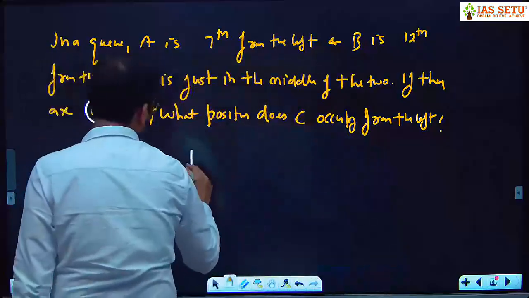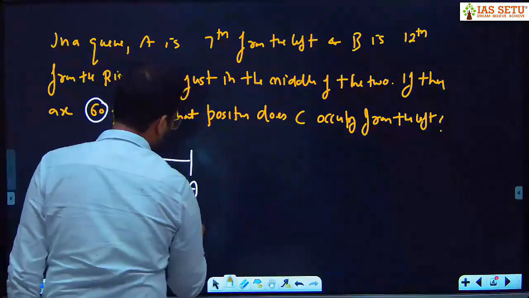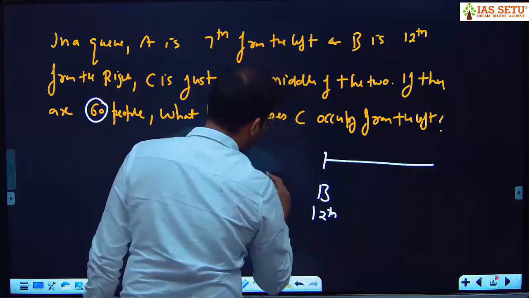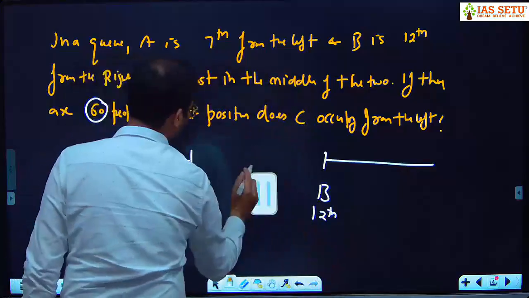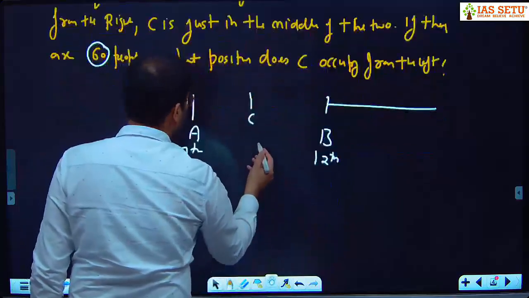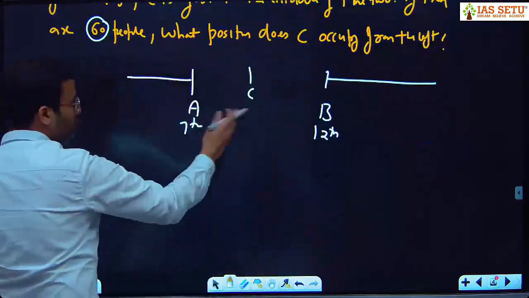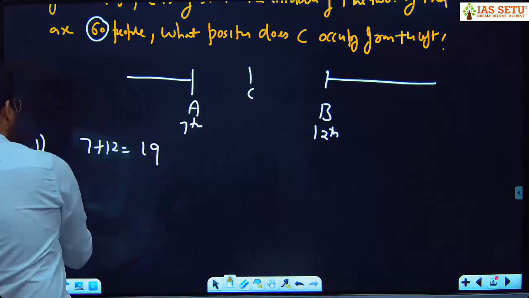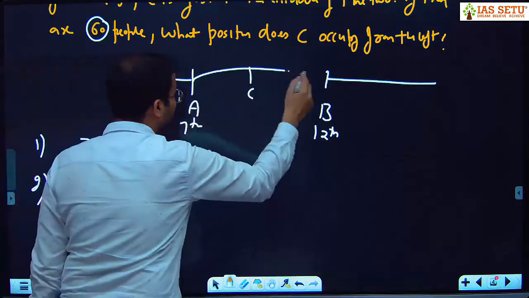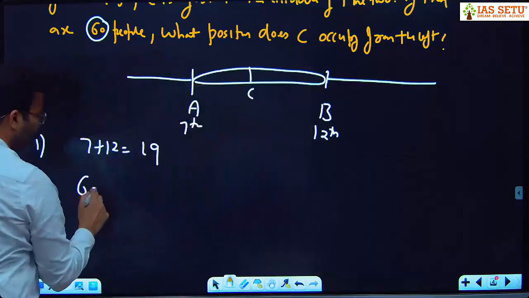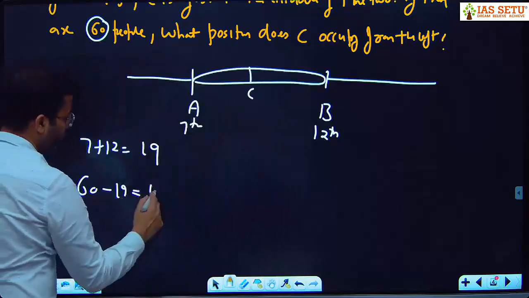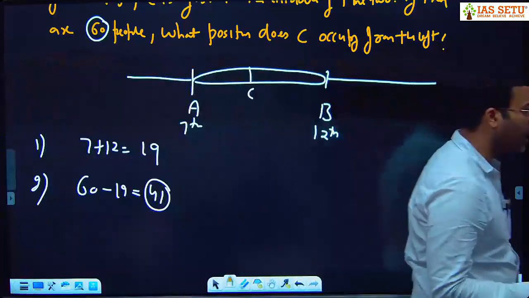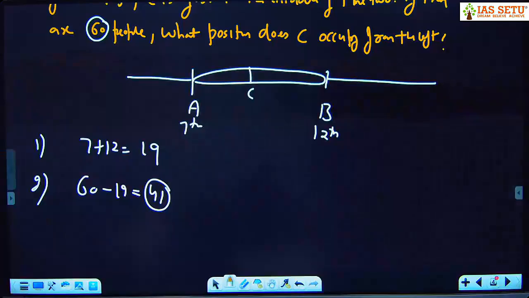So this is A, who is 7 from the left. This is B, who is 12 from the right. This is C, just middle of that. So you find how many are there including A, including B, 7 plus 12, 19. Step number 2 is important. How many are there between A and B? Total 60 minus 19, 41. It means there are total 41 persons between A and B. This is a very important step for this question.